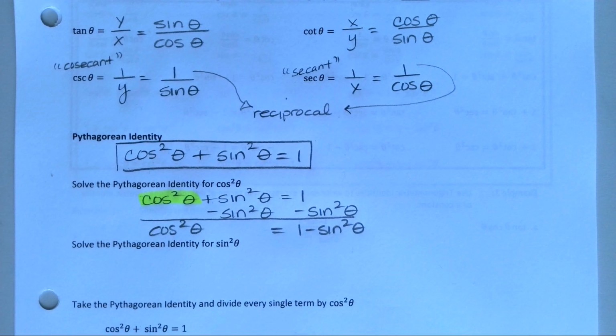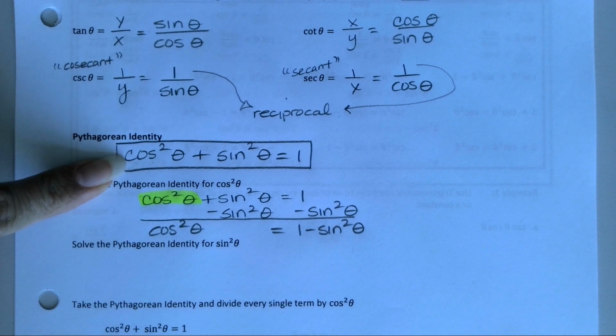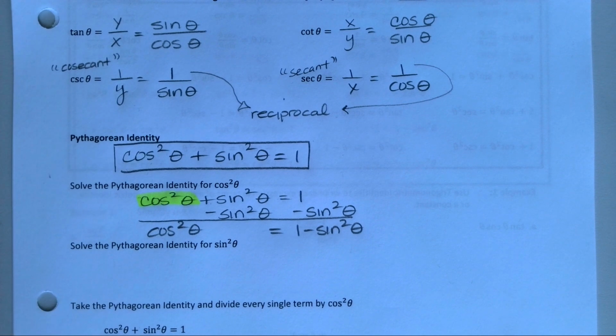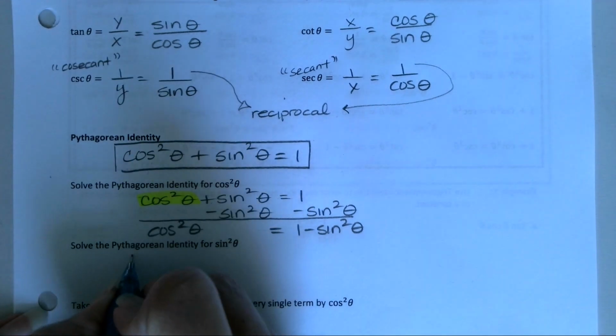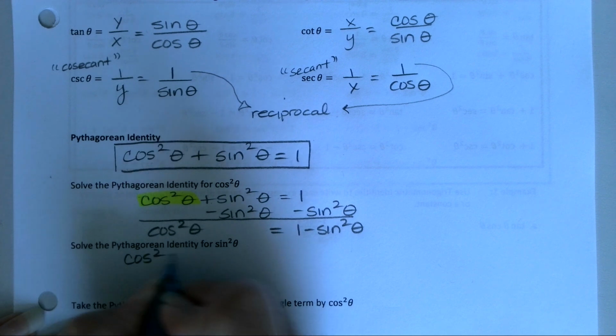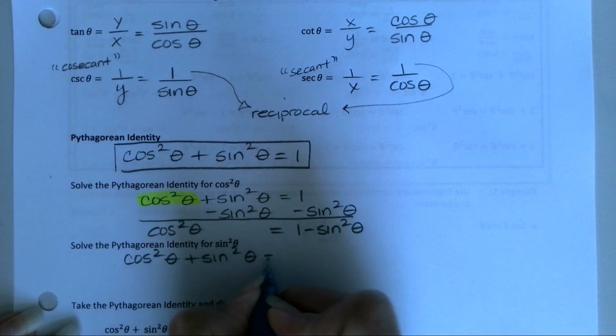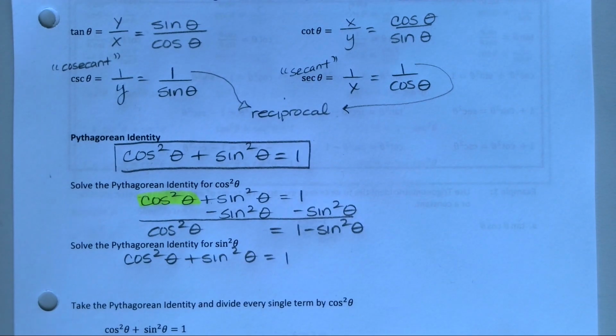So what you are going to see throughout this first page is that Pythagorean identity formulas are able to be manipulated. You can manipulate them as much as you want. It doesn't have to stay in this format. Okay, so would you now take that same formula, and I want you to solve for sine squared theta. Do that one on your own.